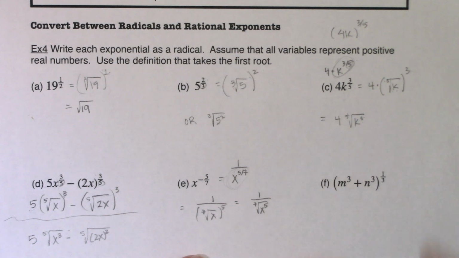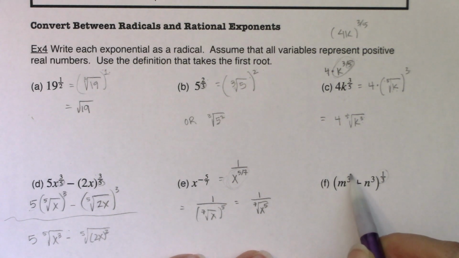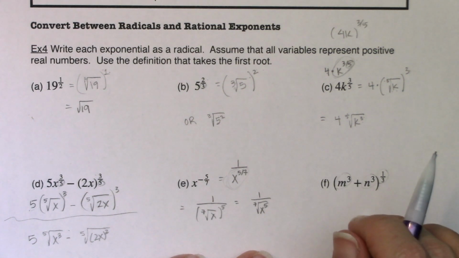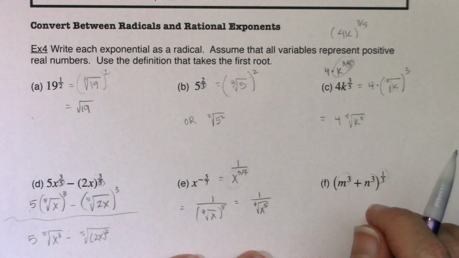All right, I want to talk about this one. All right, so I get this all the time, that students want to distribute this 1/3 to this binomial. And I say binomial because you have m cubed as a term and n cubed as a term. You have two terms separated by an addition symbol, right? Two terms. This is a binomial, and you cannot distribute exponents over addition or subtraction, right?